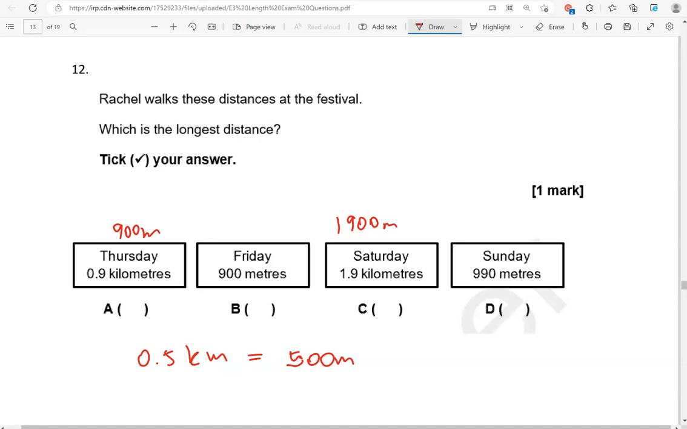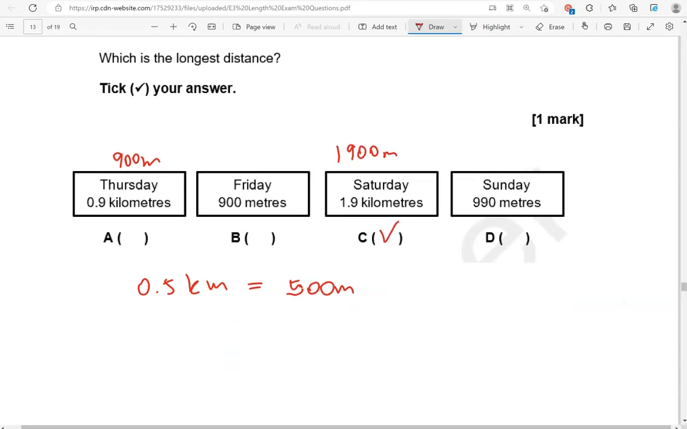So we're comparing 900 with 900 again. So Thursday and Friday, that's the same. And then Saturday 1900, which is much higher. And then we have Sunday 990 meters. So the longest distance is the Saturday one, 1.9 kilometers or 1900 meters.